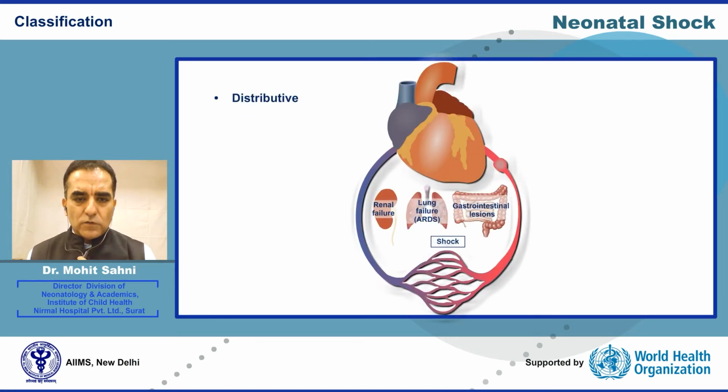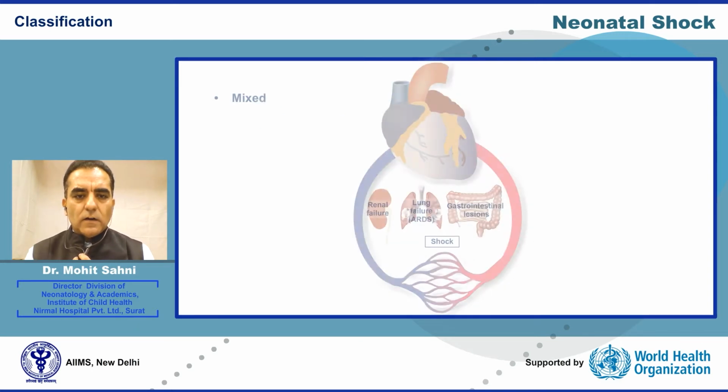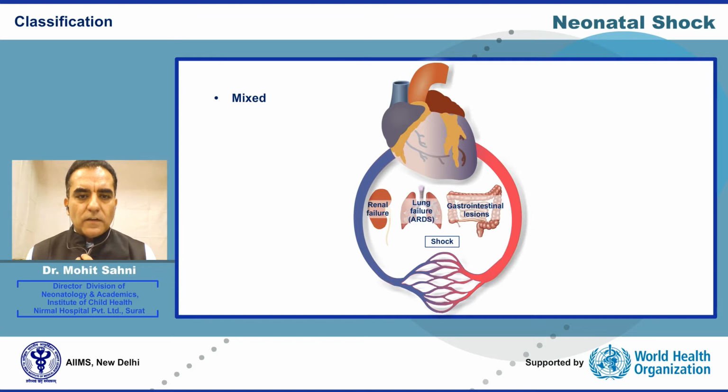Distributive shocks are those in which the intravascular volume is redistributed because of dilatation of the vessels, or intravascular volume goes to the extravascular space. The most common reason in pediatric and adult patients is anaphylactic shock, but in newborns it is not very common. So mostly it is a part of mixed shock, like in sepsis.